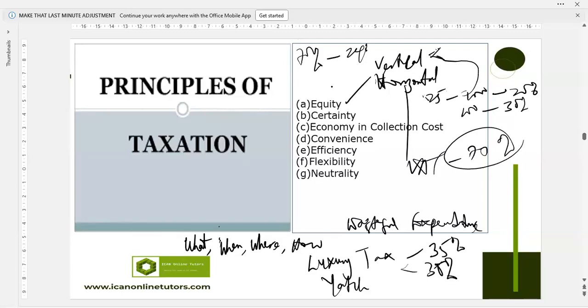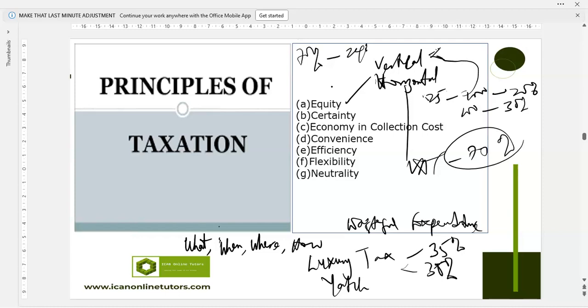So then we have economy in collection. That is economy in collection cost. The amount spent in the course of collecting tax should be relatively low than the amounts collected. We say the cost of administration should be far lower. Let me put it simple: the cost of collection should be quite lower. When I say cost of collection, it's also the same as cost of administration. So it should be lower than the amounts collected.